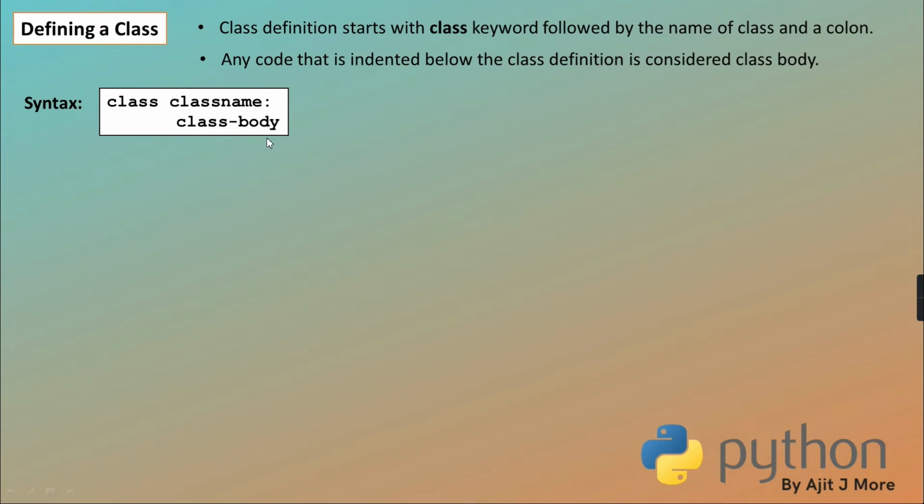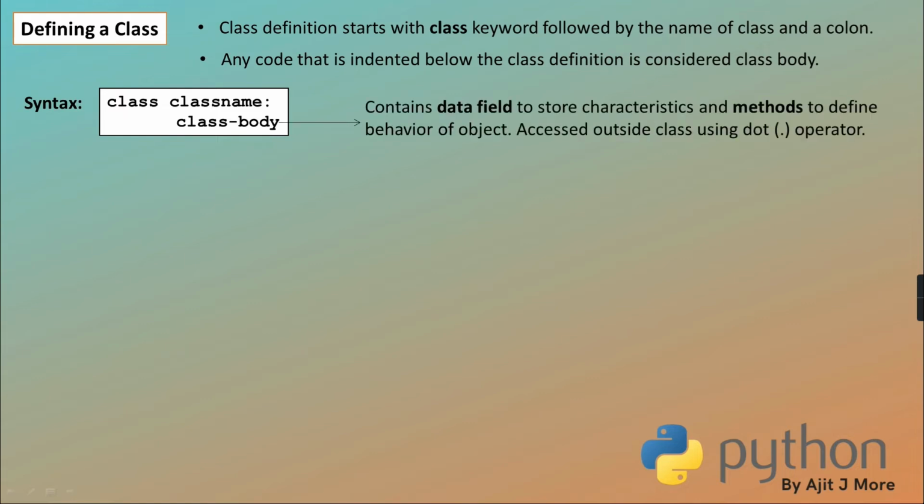Yes, sir. Isn't it? So data and functions come in the class body. See here, what does this class body contain? Data fields to store characteristics and methods to define the behavior of the object. So we call it a method, but actually it is a function. Always remember, a function inside the class is called a method, and when the function is outside, it is just a function.